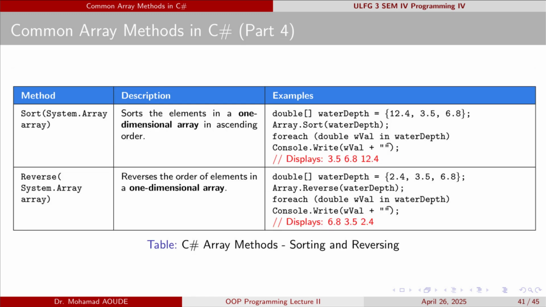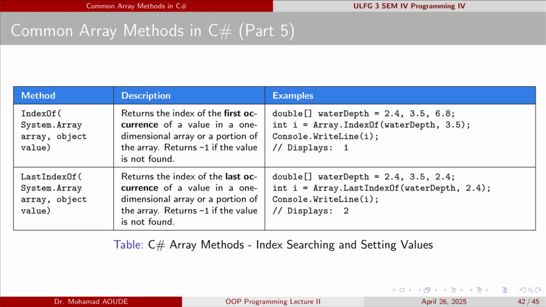Two very practical methods here, Sort and Reverse. Sort automatically arranges your array elements in ascending order. No need to write your own sorting logic. Reverse flips the order of the elements in place. These operations are extremely common when you need to prepare data for display, analysis, or comparison.